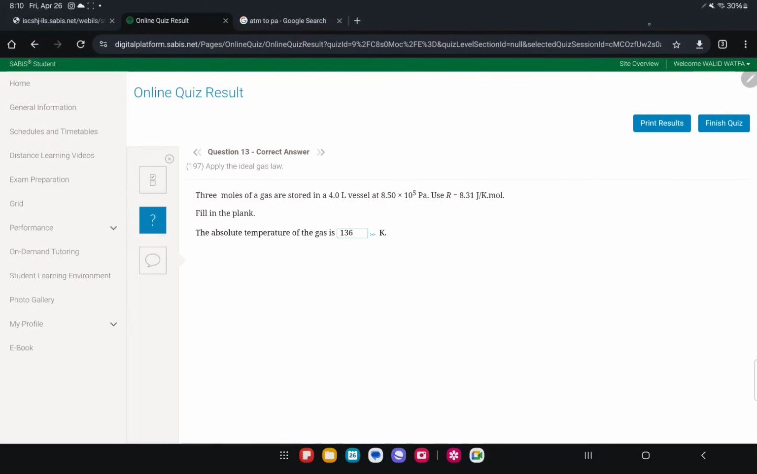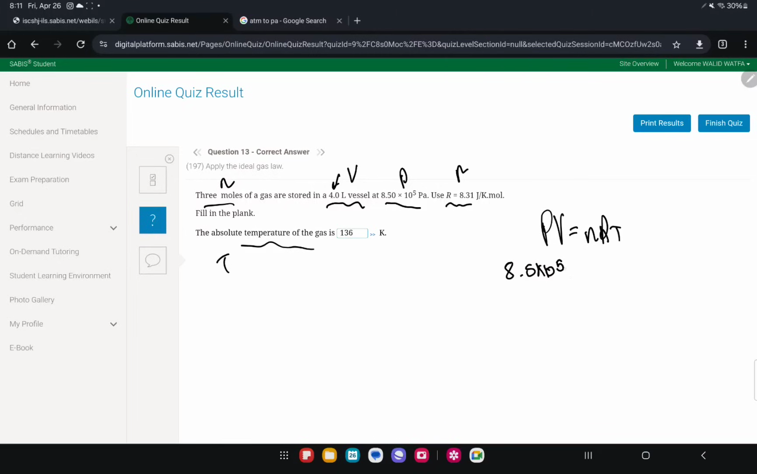Question 13. Okay, 3 moles of a gas are stored in a 4-liter vessel at pressure 8.5 times 10 to the 5. Use R equals 8.31, the absolute temperature. Okay, obviously we have volume, we have pressure, we have R, we have moles, and they want temperature. So obviously we need to use PV equals nRT. Okay, pressure 8.5 times 10 to the 5.